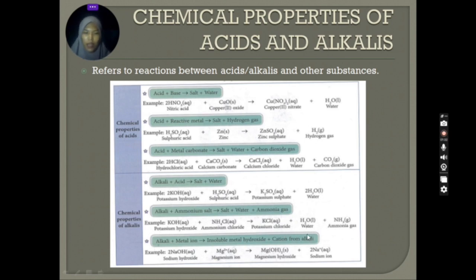Lastly, we have alkali reacting with metal ion, producing insoluble metal hydroxide and cation from alkali. This is an example for it. Sodium hydroxide reacting with magnesium ion and producing magnesium hydroxide and sodium ion.